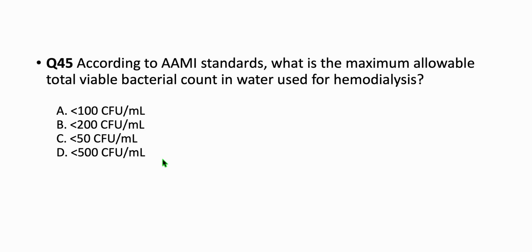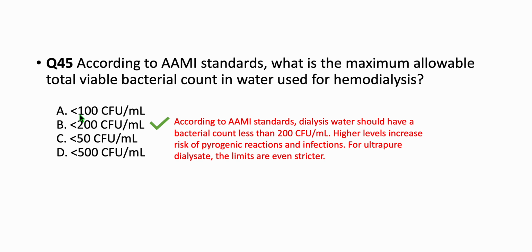Moving ahead to the fifth question of this part, it says, according to ANSI standards, what is the maximum allowable total viable bacterial count in water used for hemodialysis? So, according to the standards, what is the maximum allowable bacterial count in water used for hemodialysis? So, the answer is 200 CFU.